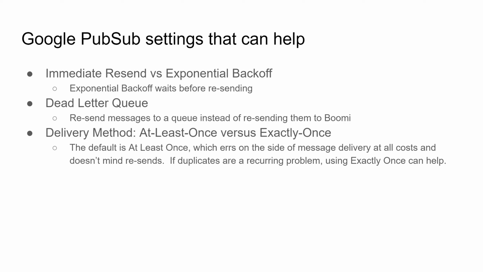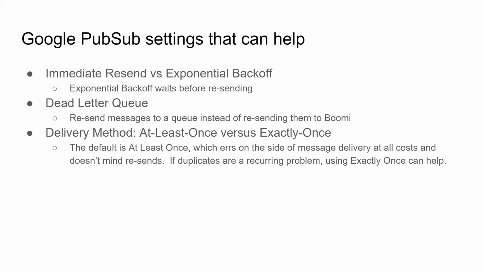Another option that has come up sometimes is using a dead letter queue. If Google PubSub resends messages to a queue instead of resending them to Boomi, then you don't wind up with immediate duplicates being processed through Boomi and sent to your endpoint. Instead, it goes to a queue, and you might be able to manually go in and handle them there instead of having it create problems for you downstream.